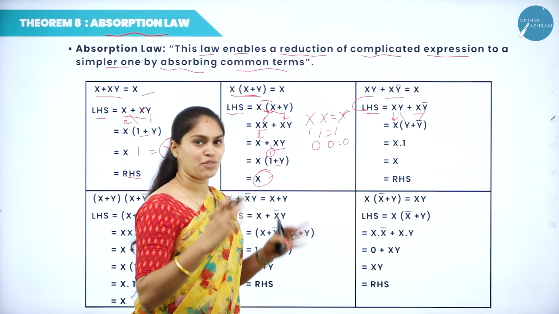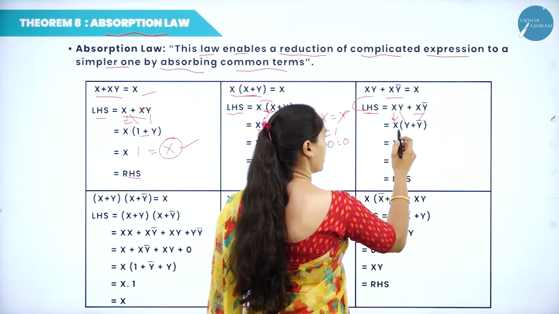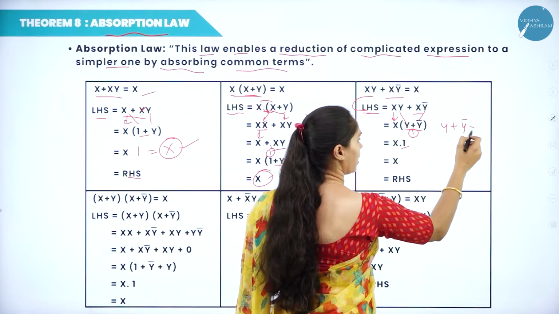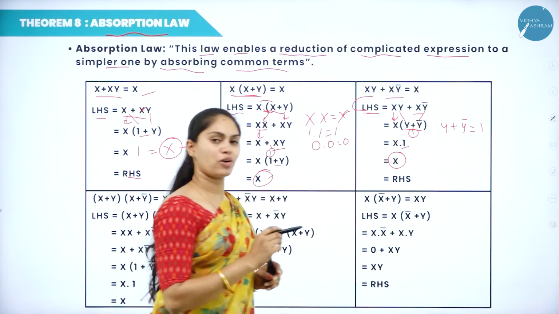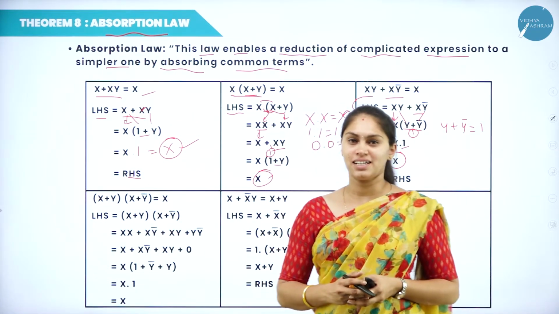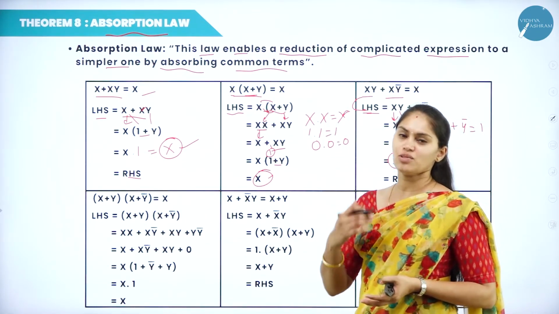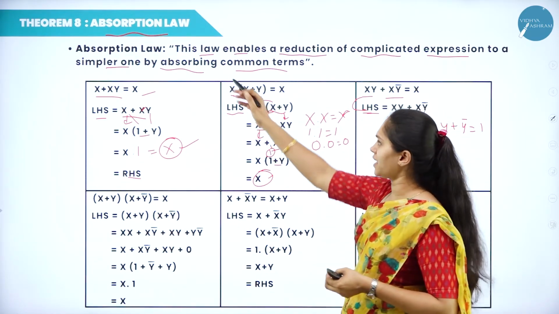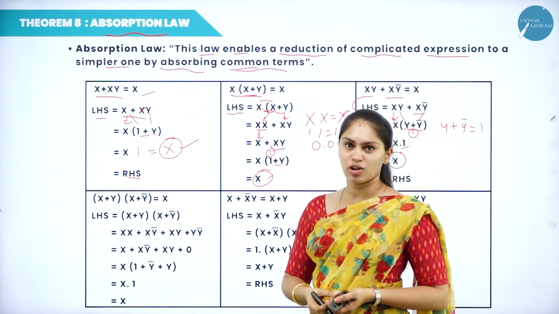As we all know, if I add any variable with its complement, then it is going to give 1. So in the place of y plus y bar, it is 1. So x into 1. If I multiply x with 1, then we are going to get x as a result. In the same way, we are going to get the result for all these Boolean expressions. So that means we can reduce the complexity of this Boolean expression by absorbing this common term. It's all about the absorption law.